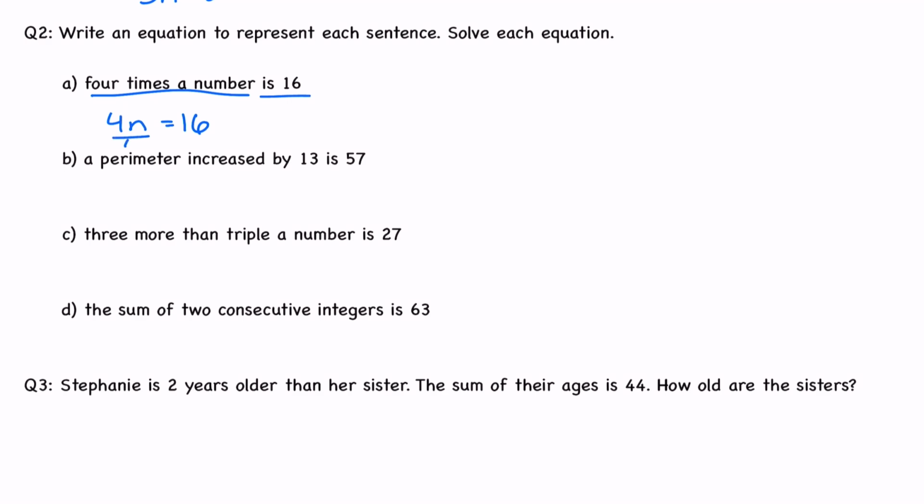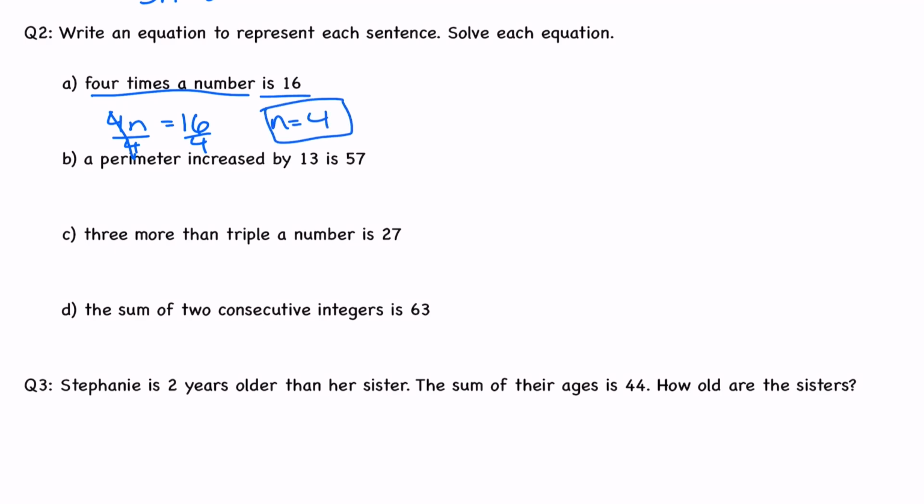So we're going to divide by 4, but what we do to one side of the equal sign, we also have to do to the other side of the equal sign. Now these 4's will cancel, and n is equal to 16 divided by 4. And 16 divided by 4 is 4, so n is equal to 4.